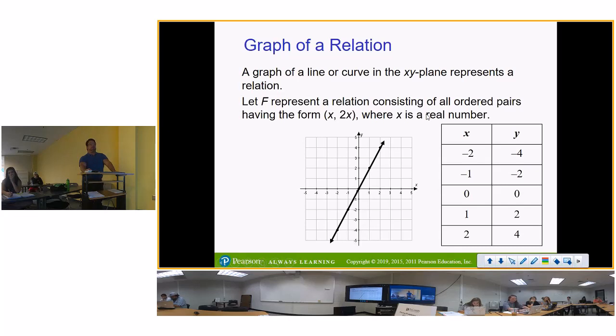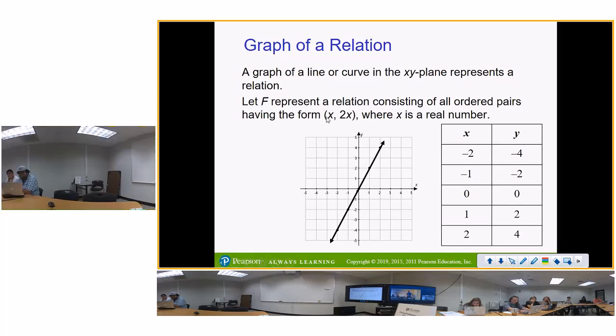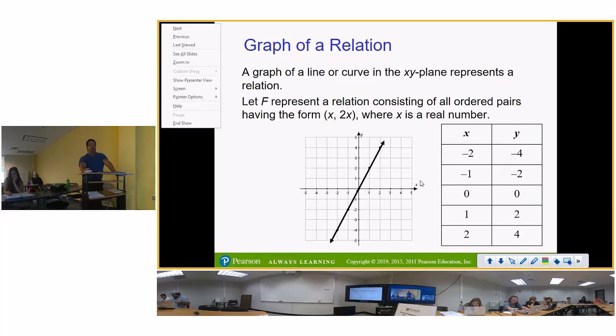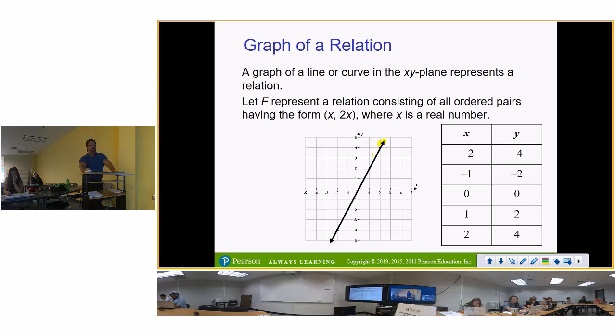Now they put arrows on the end of it, which, okay, all ordered pairs, write that down, all ordered pairs, so it's not stopping at -2 and +2. All ordered pairs gives you the right to put what on the end of it? Arrows. All ordered pairs.